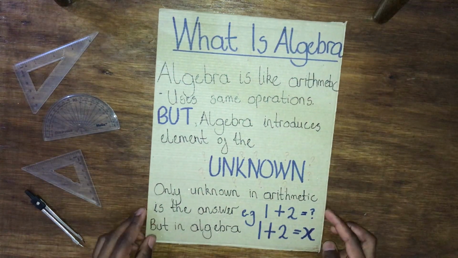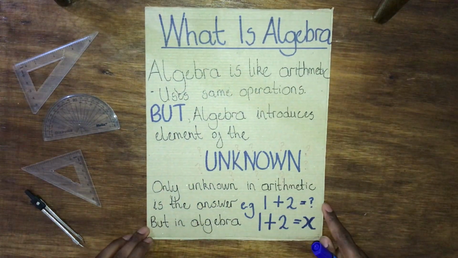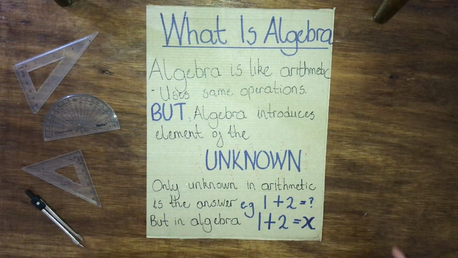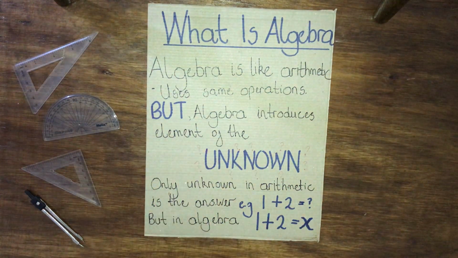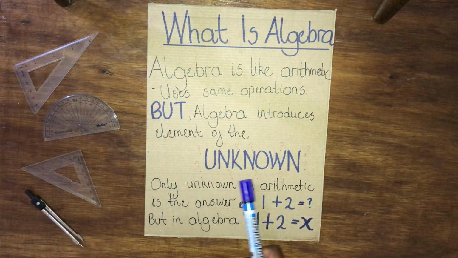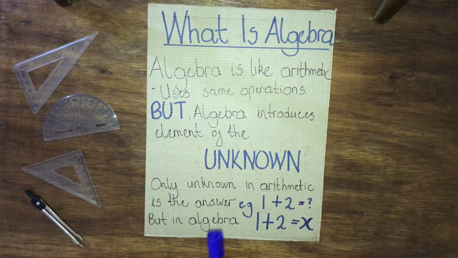Now, what is algebra? Algebra is like arithmetic. It uses the same operations, but algebra introduces the element of the unknown. The only unknown in arithmetic is the answer.